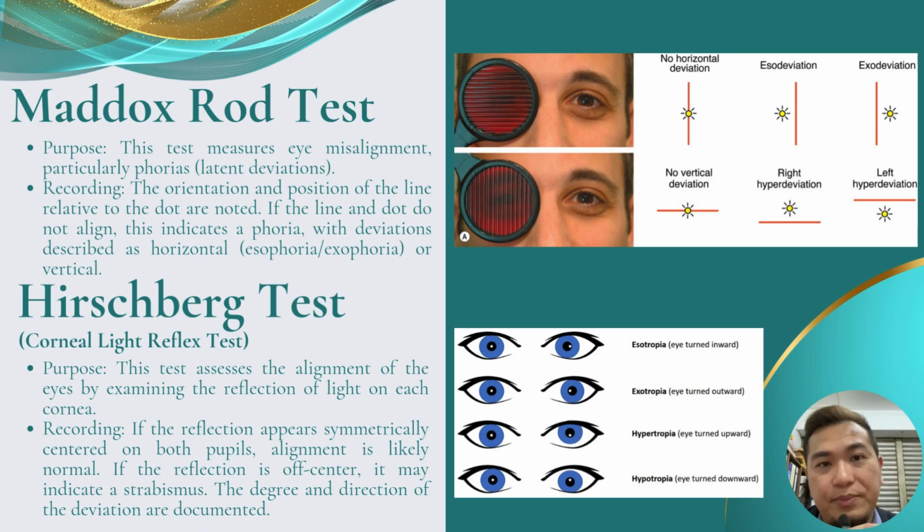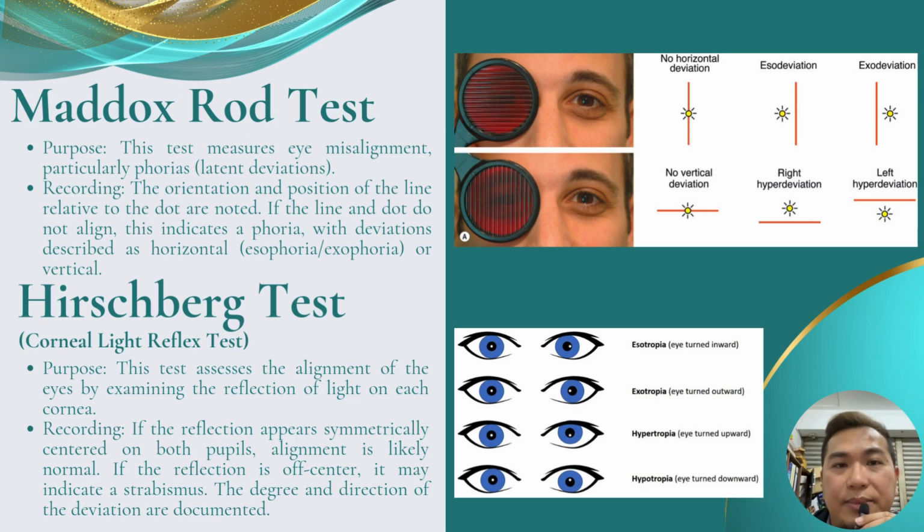In this test, a Maddox rod is placed in front of one eye, while the other eye views a light source. The patient will see a line of light through the rod in one eye and a dot through the other eye. If the line and the dot align, that means the eyes are in alignment. If they don't, we document whether the deviation is horizontal, esophoria or exophoria, or vertical.